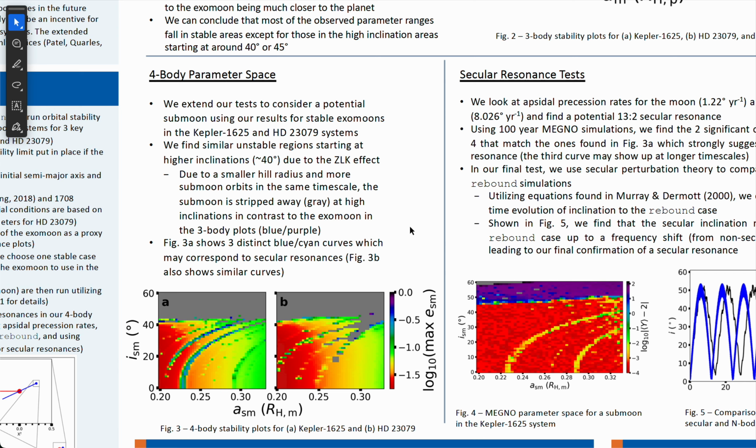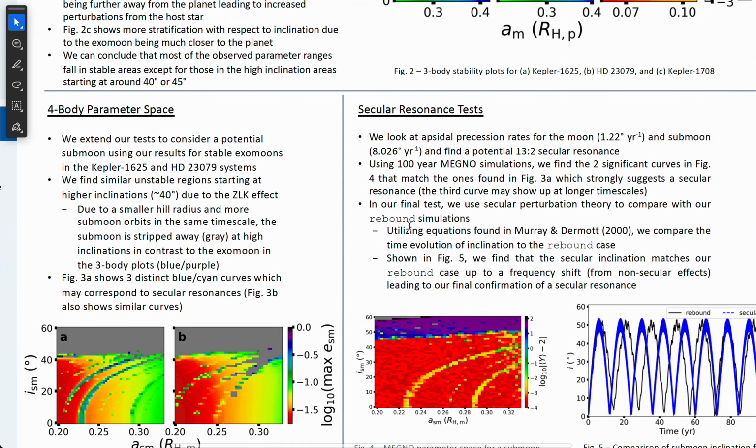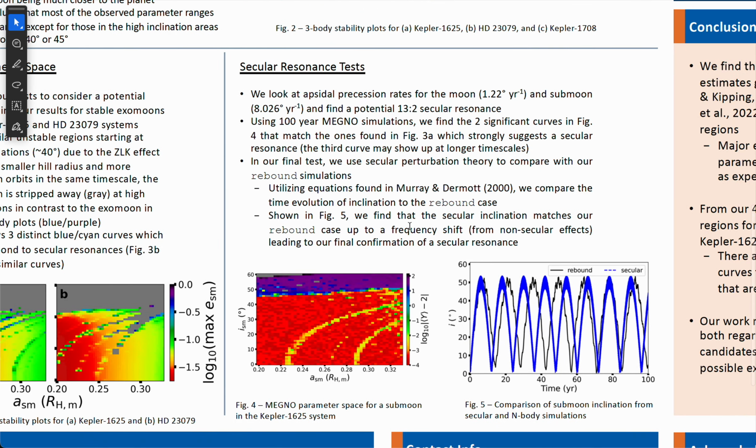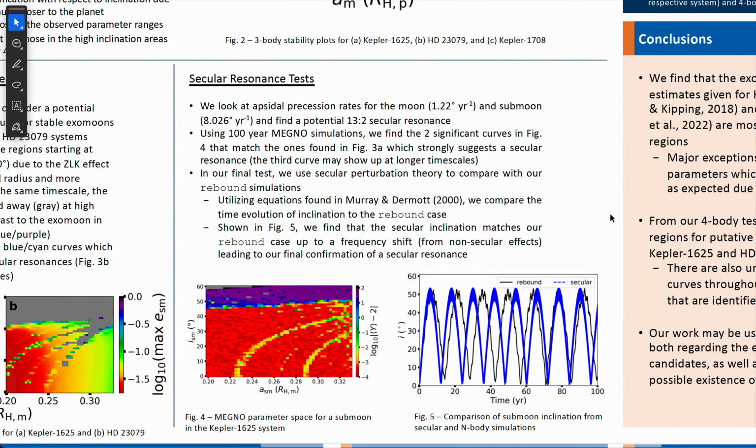Our last test is our secular perturbation theory test, which effectively simulates our system without the inclusion of non-secular effects, including mean motion resonances and short period perturbations. From these tests, we find that the fluctuation of submoon inclination matches the REBOUND case up to a frequency shift, which we can see here in figure 5. This is our third and final confirmation of a secular resonance.